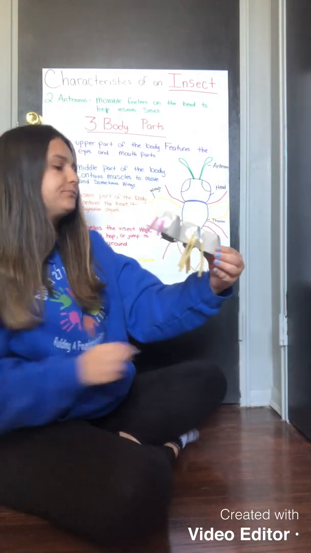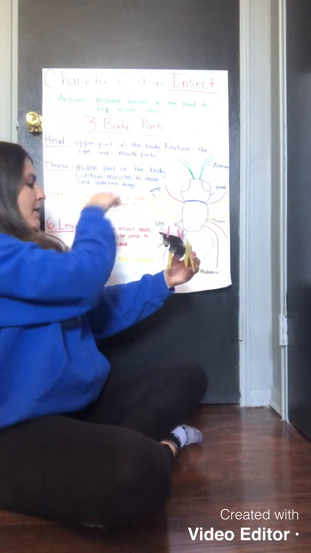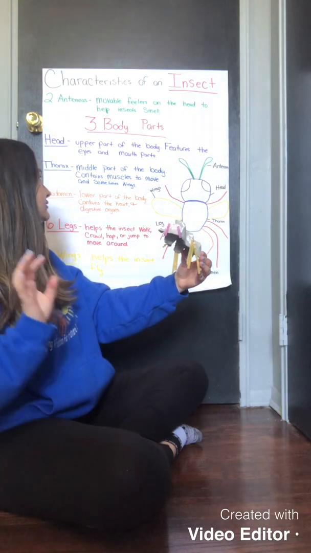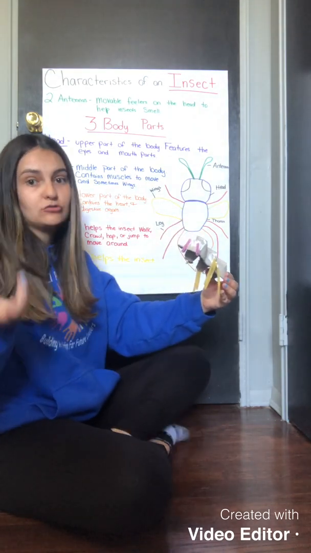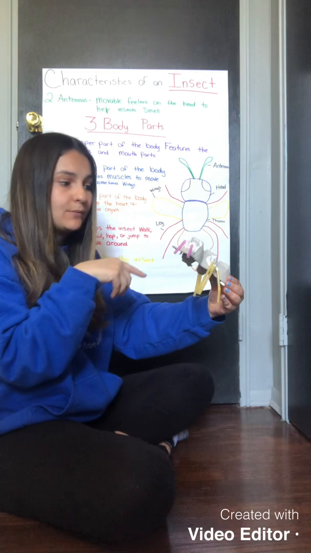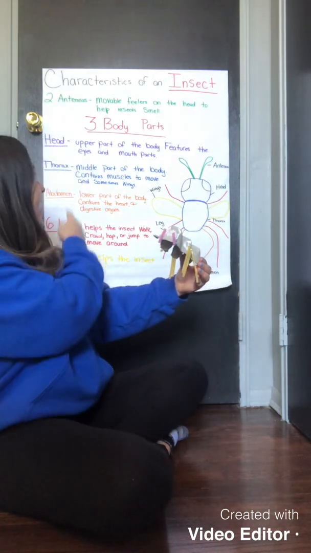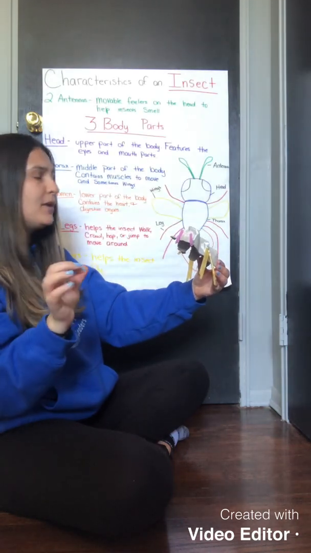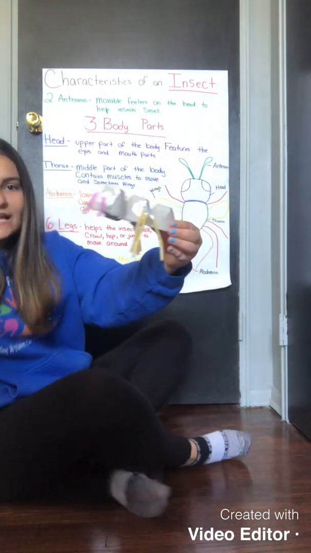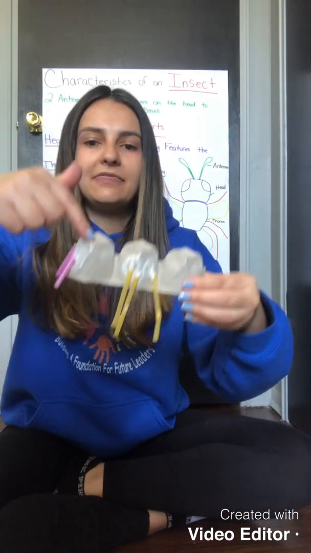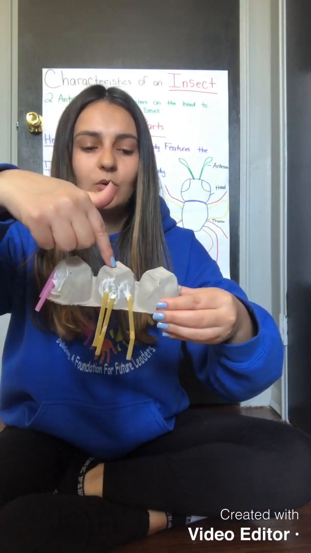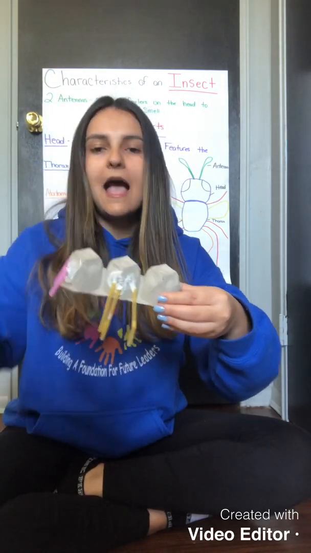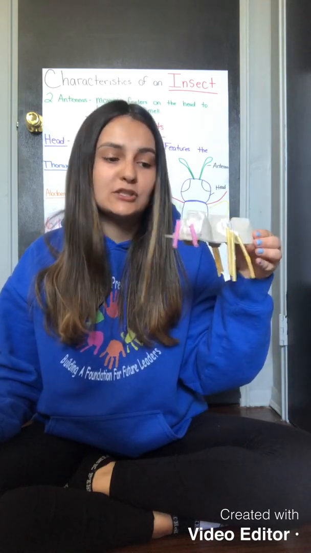So remember, the thorax is the middle part of the body that contains muscles to move and sometimes wings. So if you want to make your insect have wings, you can add wings with different material. And the head, which is the top part of the body, features its eyes and mouth part and also the antennas. So that's why I put my antennas at the head. I put my legs at the thorax, and I left my abdomen blank because there's nothing that goes there, at least on an insect. So have fun trying to create your insect, and please take pictures and show me.